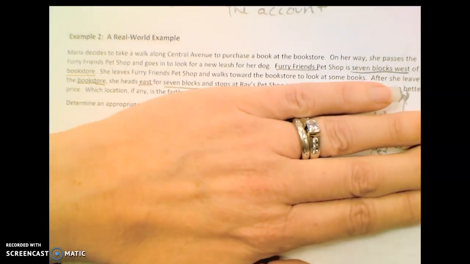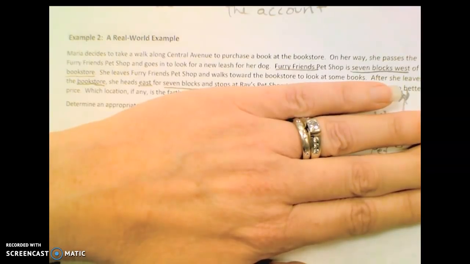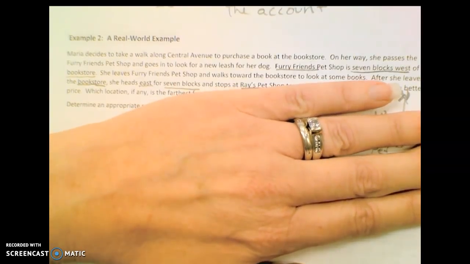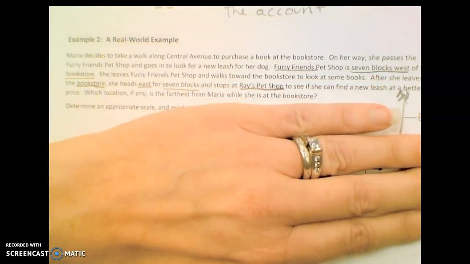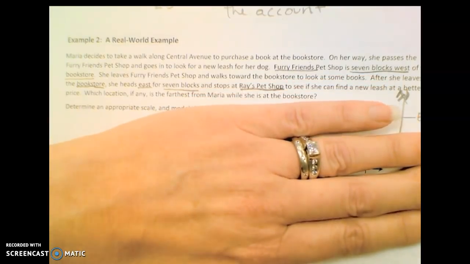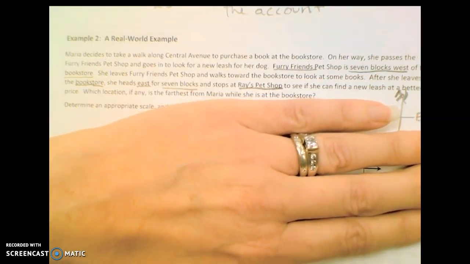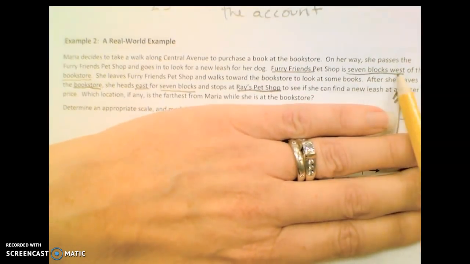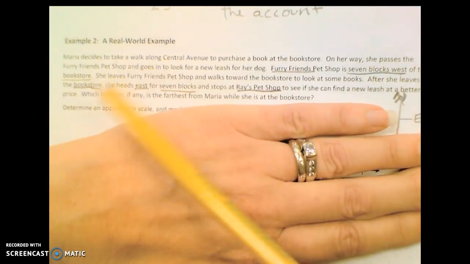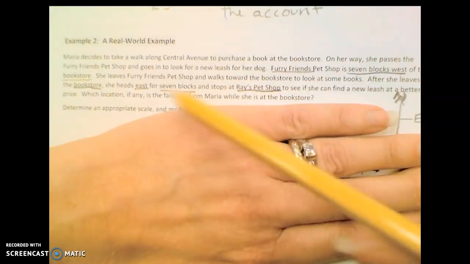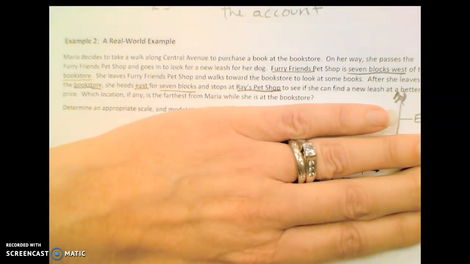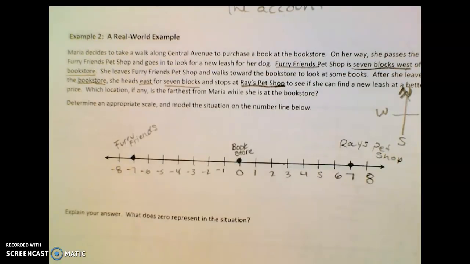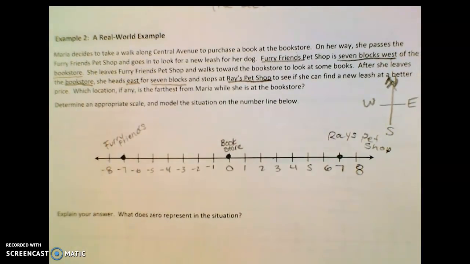If you are still listening to this or you are back, it means you are ready to get feedback on what you did for your number line. So as I read mine, I noticed that the two stores were being compared to the bookstore. It said the Furry Friends was 7 blocks west of the bookstore, and it said that Ray's Pet Shop was 7 blocks east of the bookstore. So that made me feel like the bookstore needed to be the 0 location.